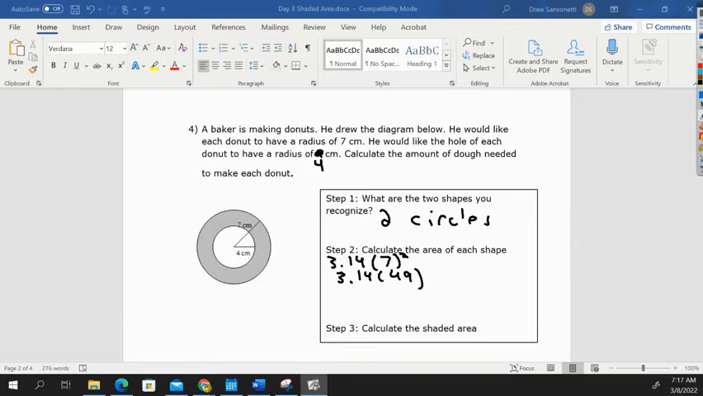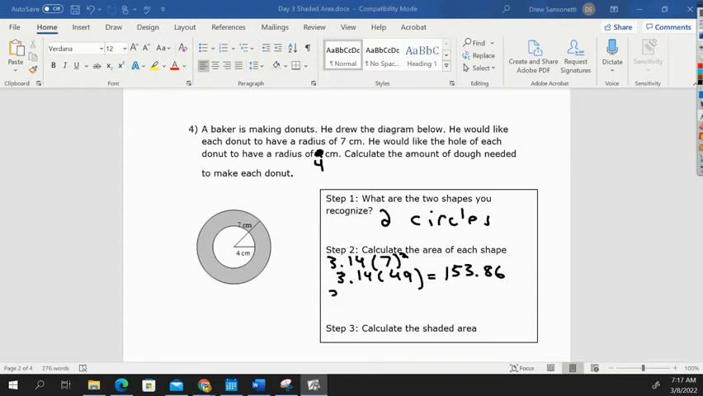which if you multiply that, you get 153.86. Let me just double check my math. I got that again, so I must have done it right. That was my big one. Let's go find the small one.